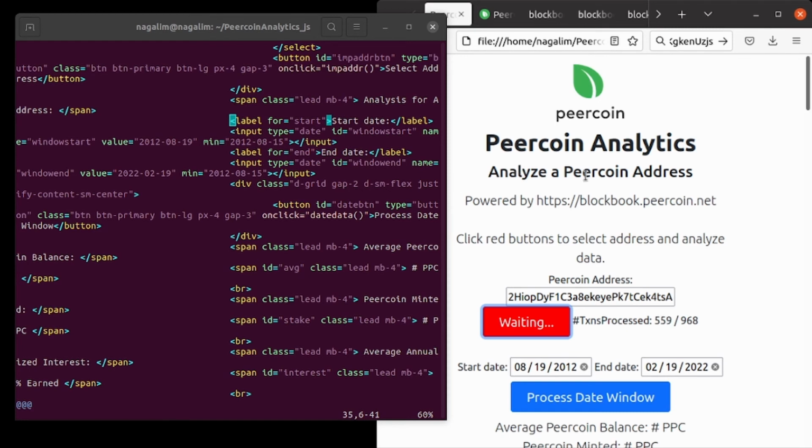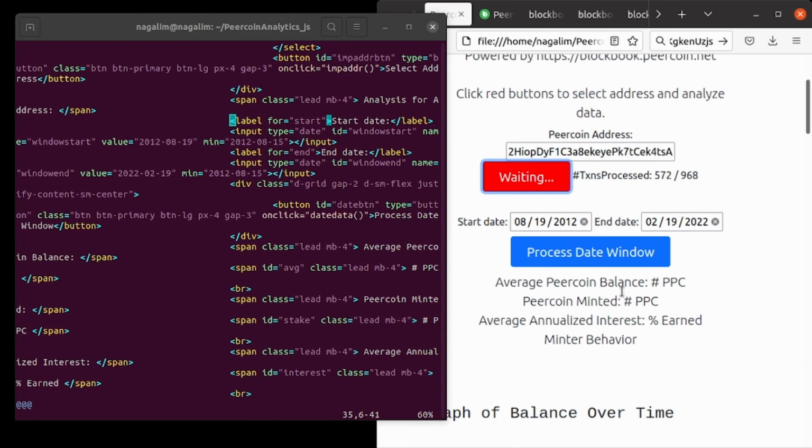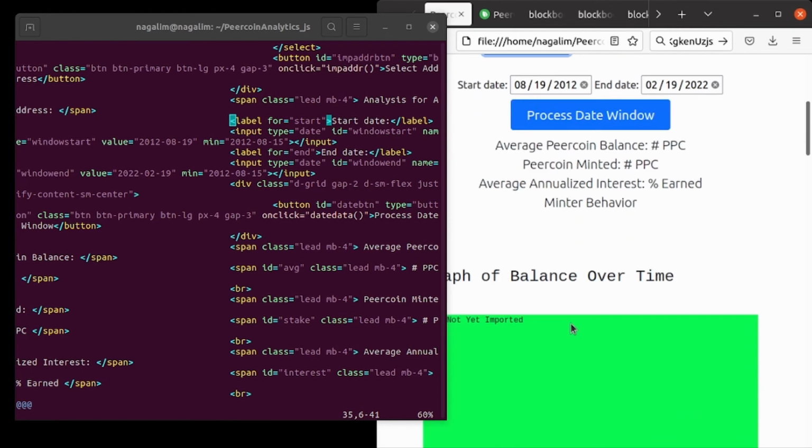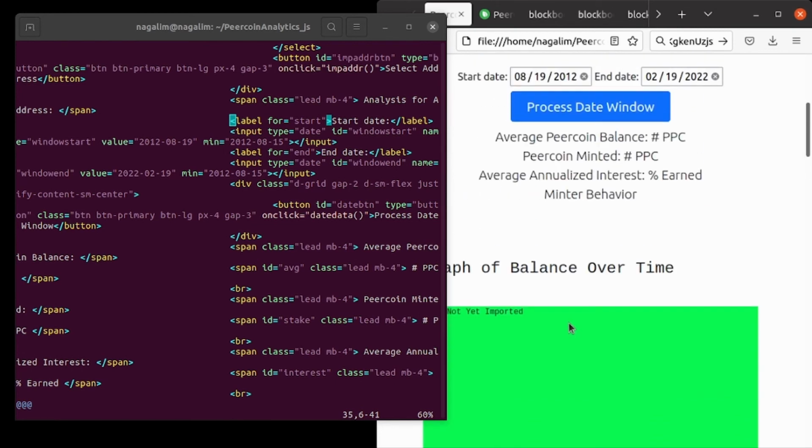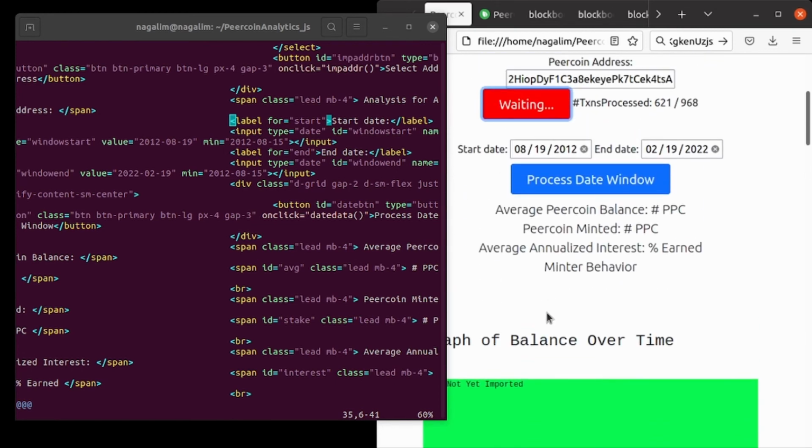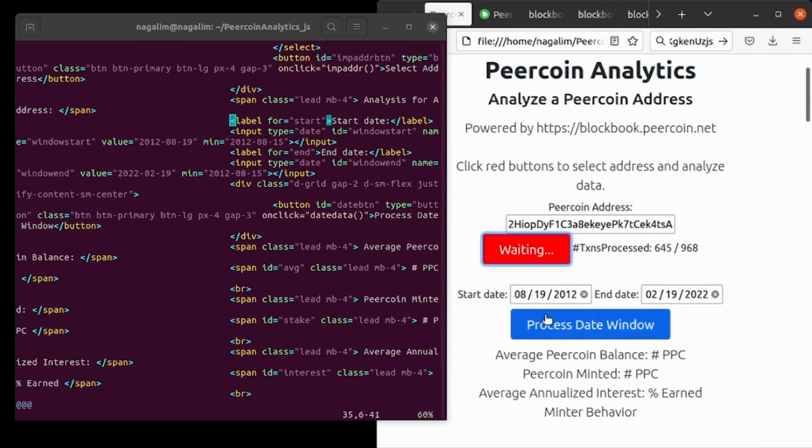Okay, so these are the three things we can analyze. What does analyzing mean? Analyzing means that you're able to see what their balance looks like, how much they have had at this address over time, how many coins they have minted, and therefore what percentage of their balance was minted.